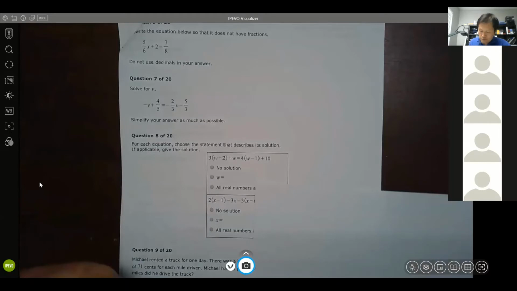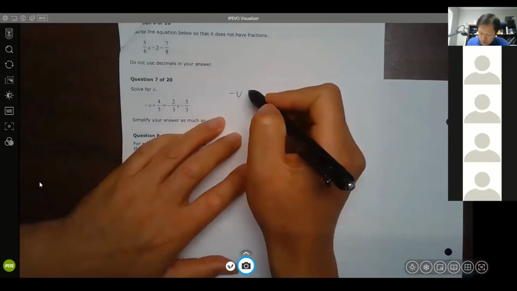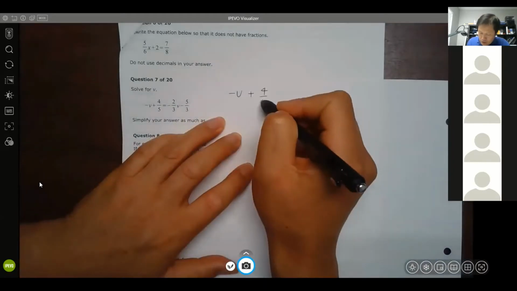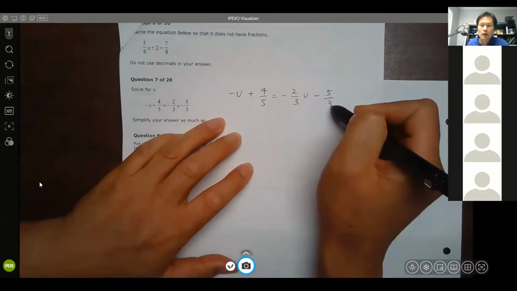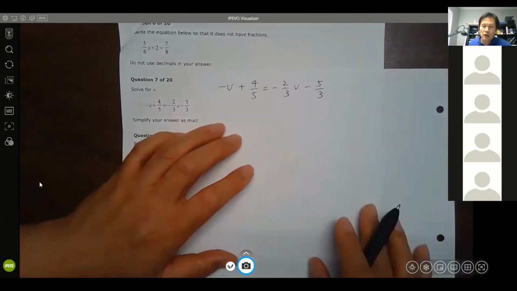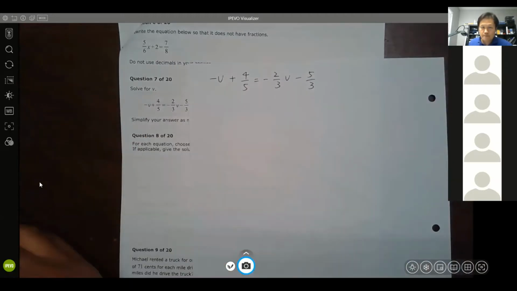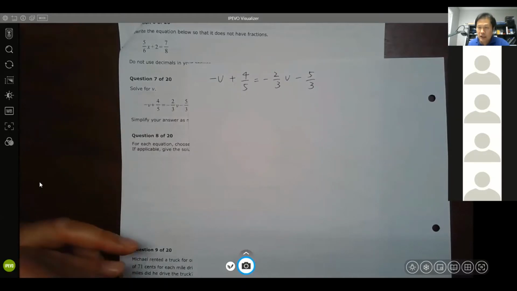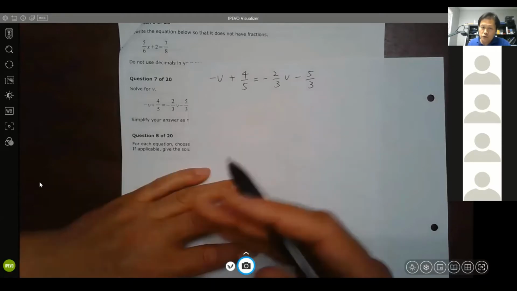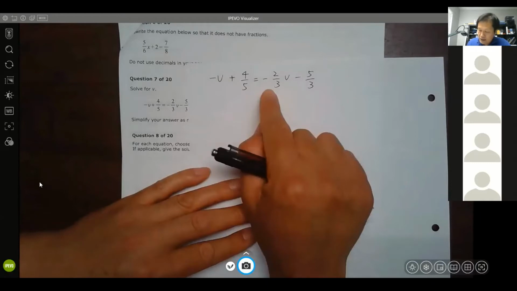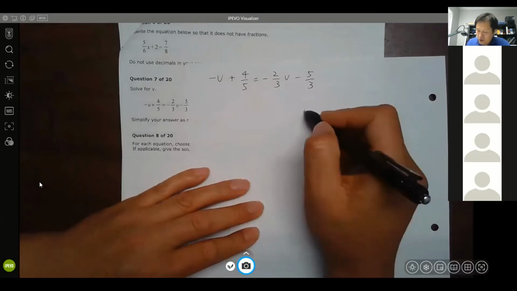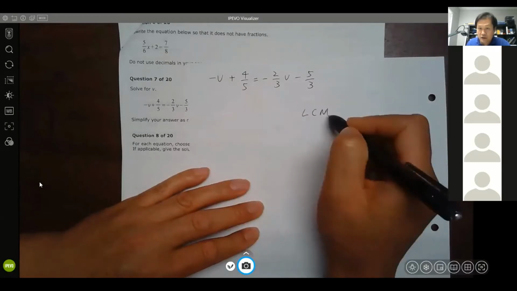Okay. There can be many different ways to solve this. Personally, I hate dealing with fractions. Too much work. So I strongly recommend you get rid of the fractions before you do anything else. The way you do that, look at the denominators of the fractions. You want to find the least common multiple of all the denominators.